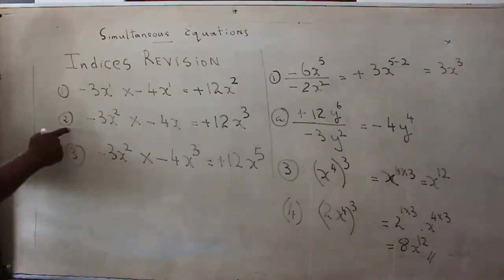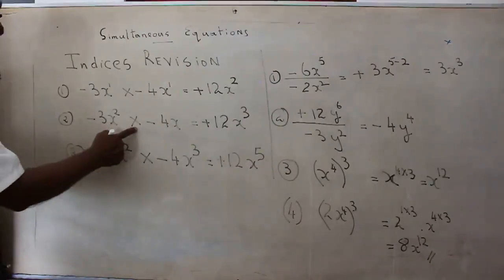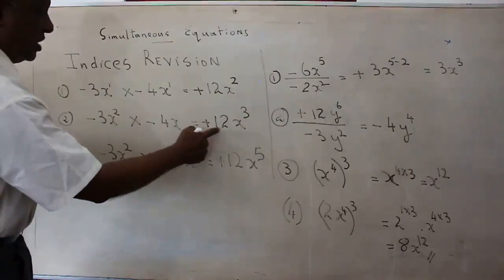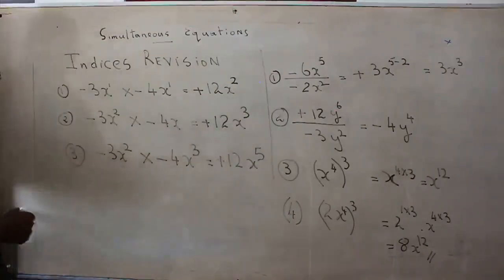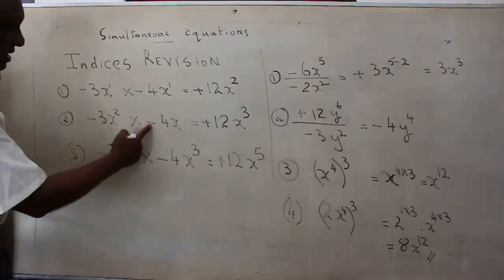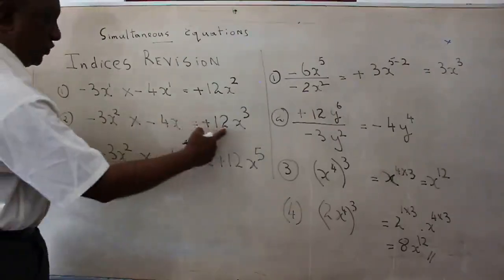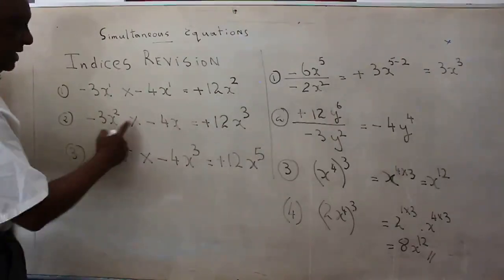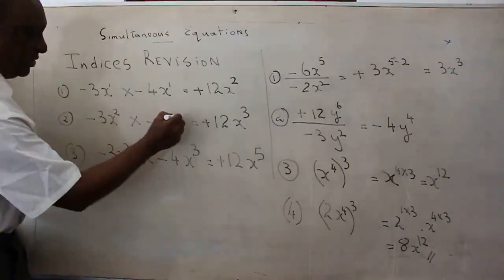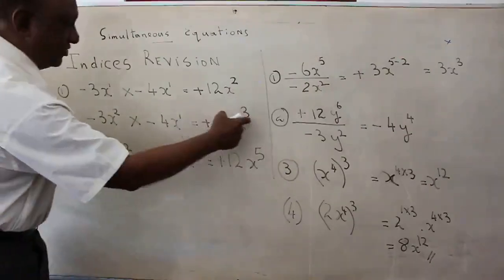Question number 2. Minus 3x squared into minus 4x. Answer is plus 12x cubed. How do you get that answer? First the sign. Minus into minus is plus. 3 into 4, 12. X squared into x. You know that although there is no power here, you should know there is 1 here. So the 2 and 1, then 2 plus 1 is 3.